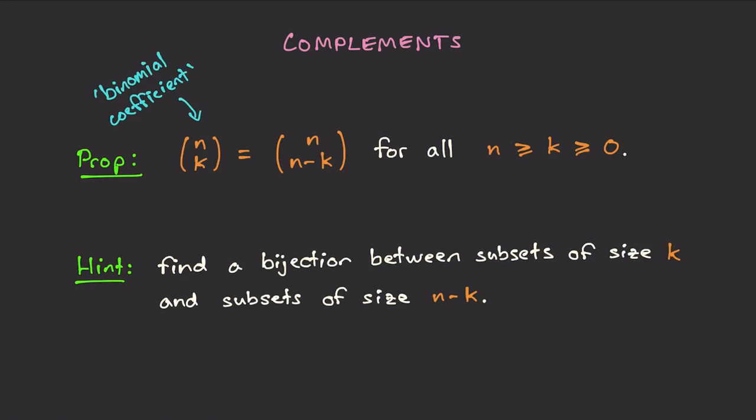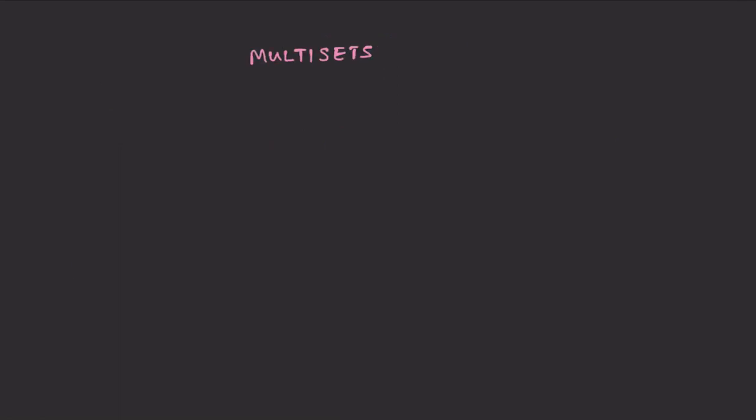I'll also mention that it's almost trivial to prove this identity using the formula we have for n choose k. However, this proof doesn't tell you as much as the bijective one. Now let's move on to a more interesting example. The notes talk about multisets, but for now I'm going to talk about socks.